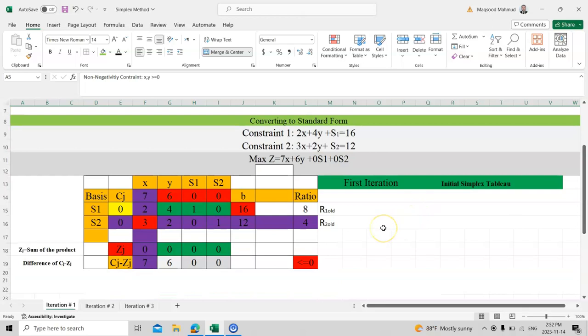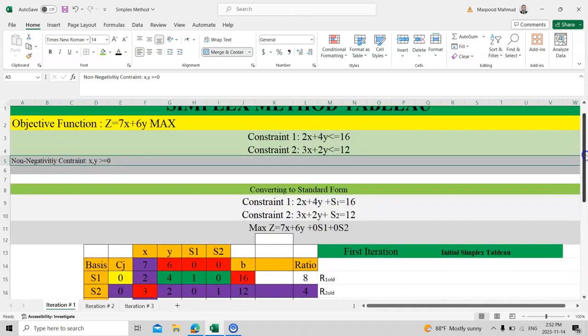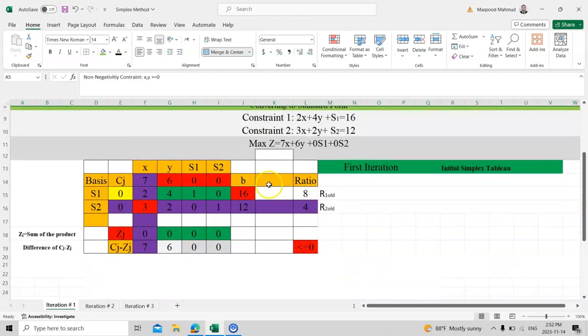Now let's see what we have in the first iteration. We use the standard form, not the normal form where there is inequality. We use the equality form. Here we write the variables x and y, and the slack variables s1 and s2. On this side, we also write the slack variables s1 and s2.